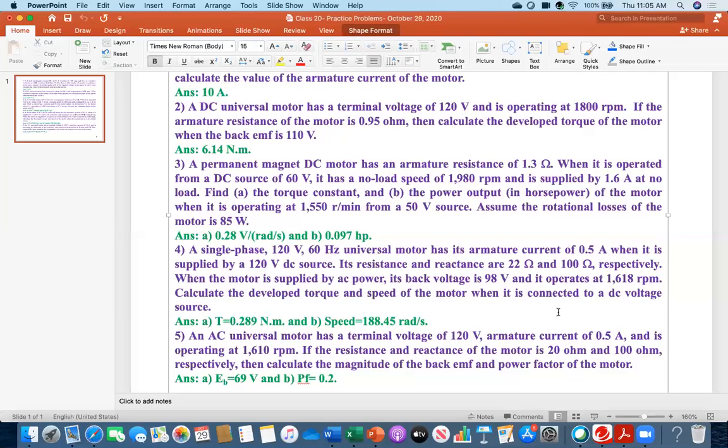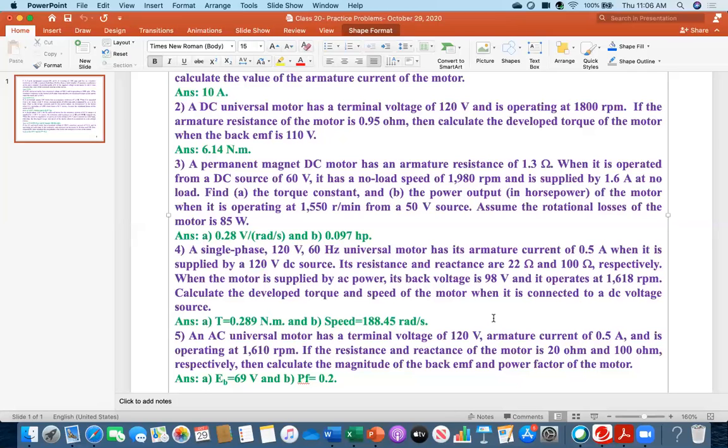So by using that equation, first you have to find the DC speed of the motor, omega DC. Once you get that, the torque equation is power over omega, but power is EDC multiplied by IDC. Now you have to calculate EDC, that is VT minus I RA, using that equation.